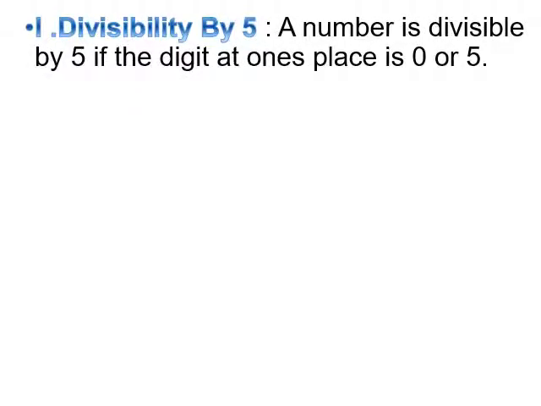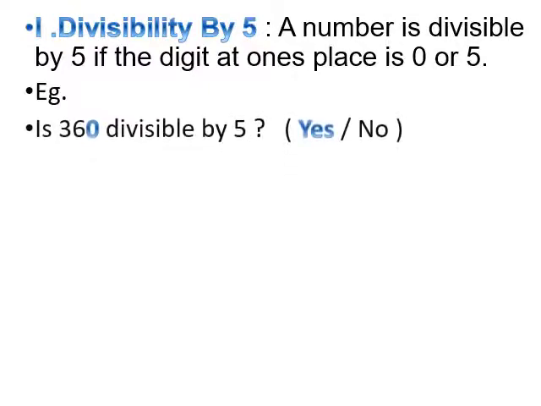Now divisibility by 5. A number is divisible by 5 if the digit at one's place is 0 or 5. Means if the one's place digit is either 0 or 5, then you can write directly the number is divisible by 5. Let's see an example. See here 360. Now the one's place digit is 0, so the number is divisible by 5. Your answer is yes.